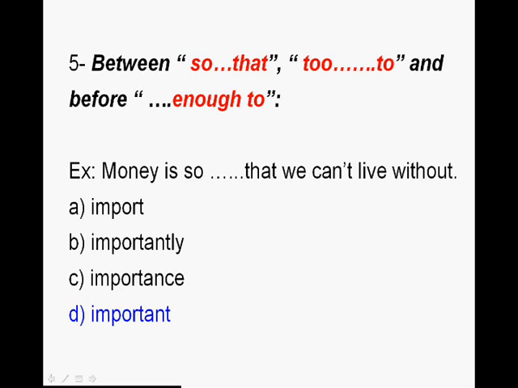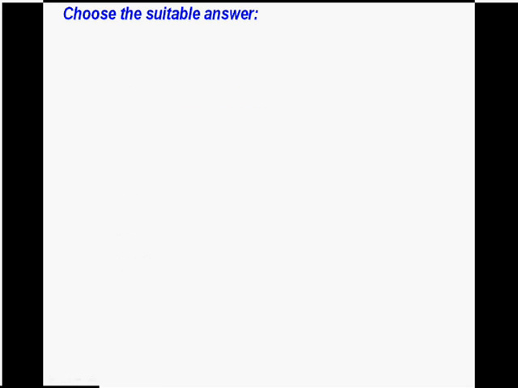And I can say, money is important enough to live without. So I have here important enough to, and then I put the verb live without. So whenever I find so that, I put an adjective in the middle. Too, and be careful, too here is T-O-O, and the other one is to. Adjective in the middle, and before enough to. Excellent.